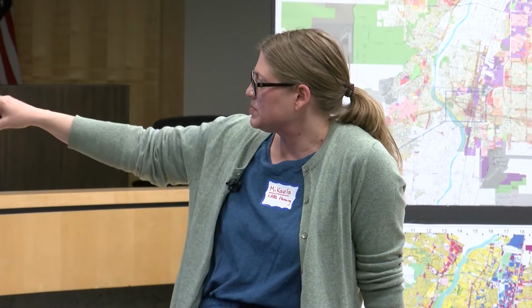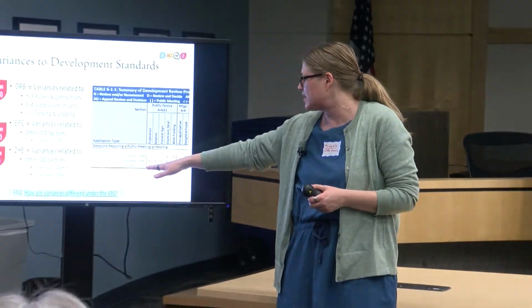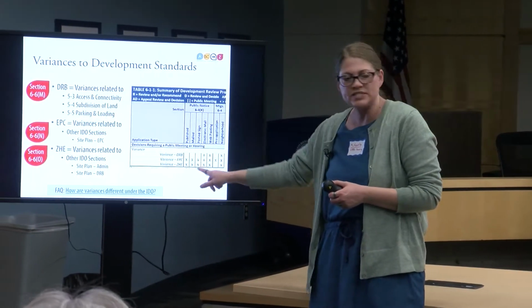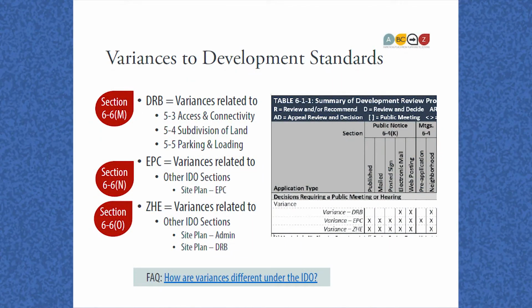You'll notice in terms of public notice for the Environmental Planning Commission and for the Zoning Hearing Examiner, all types of notice are required. And in the circumstance for the Planning Commission, both the pre-application and the neighborhood meetings are required for that variance request.